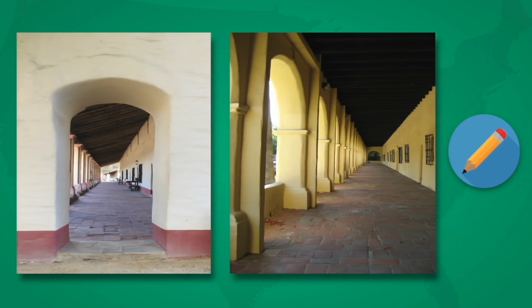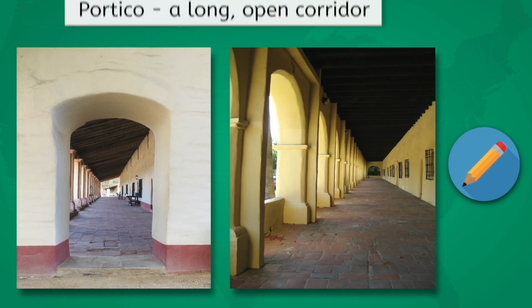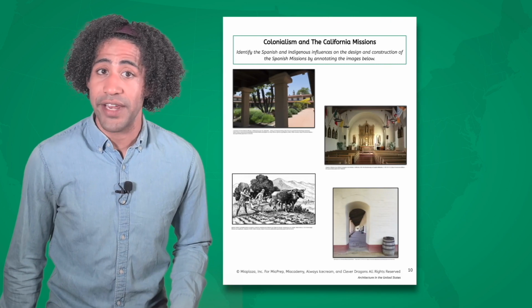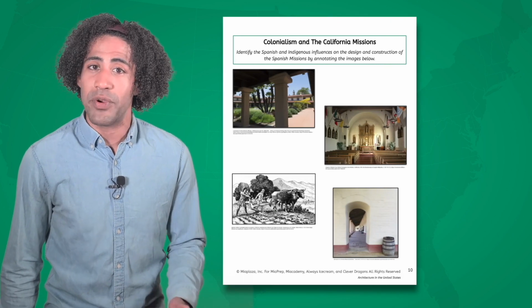The layout of the missions was practical and adapted to California's Mediterranean climate. Porticos, or long open corridors, offered shade and a cool place during the hot summers. Thick adobe walls provided insulation against both heat and cold. If necessary, pause here to complete the annotations for the California missions before we move on.